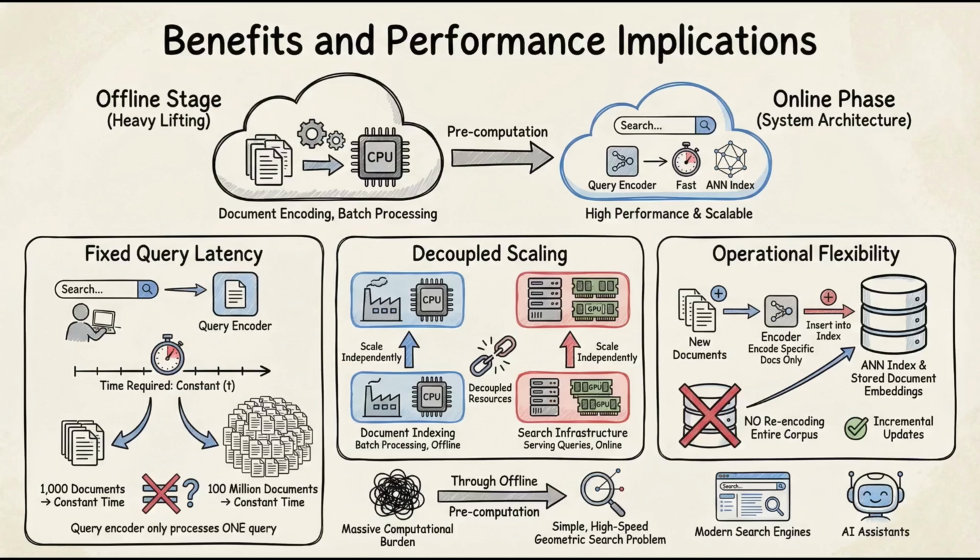First, consider caching. Because our document vectors are static, we don't need to recalculate them. We can store them directly in high-speed RAM or distribute them across a cluster of GPUs. This turns a complex search operation into a nearly instantaneous lookup.